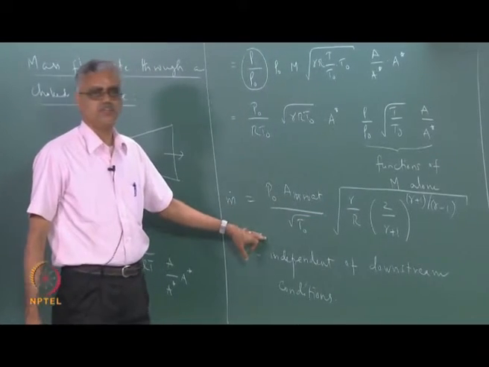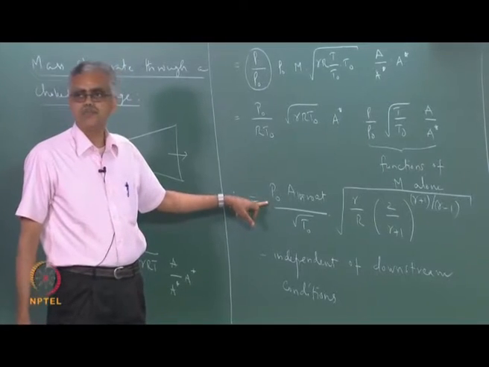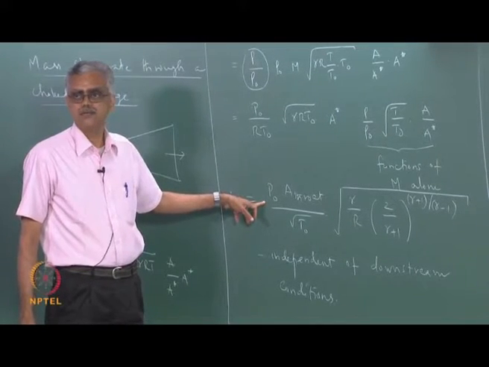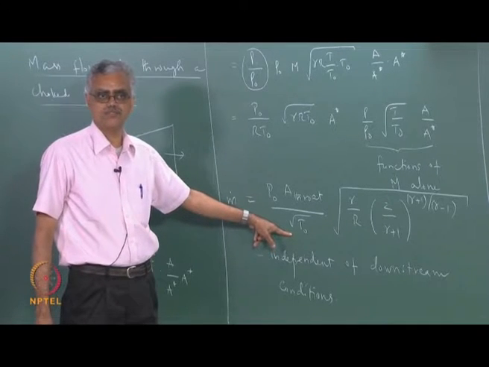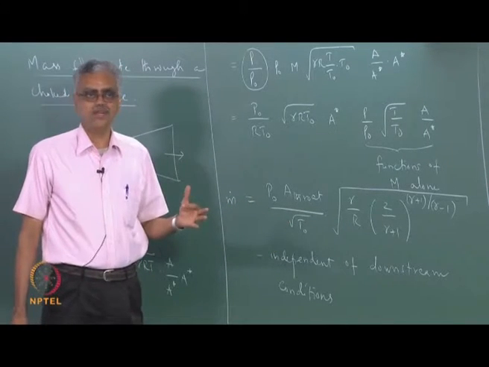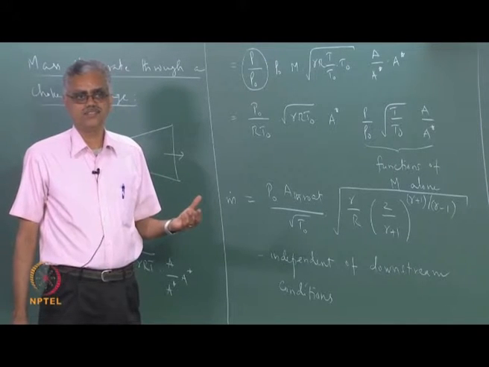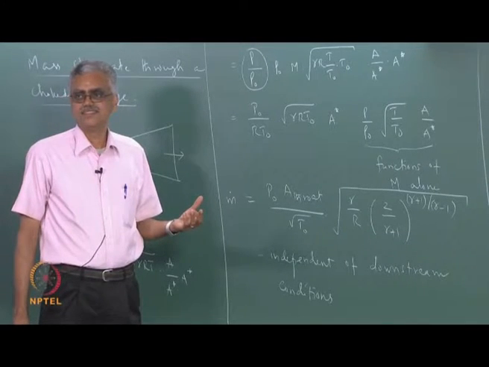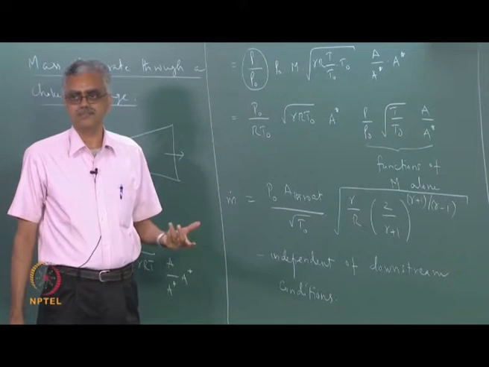Obviously, if you look at this expression, you can easily see that even after the flow is choked, if I increase my P naught, I can get more mass flow rate, or if I decrease my T naught, I will get more mass flow rate. So, the maximum mass flow rate that can go through a nozzle, what is the limit on that? Unlimited.